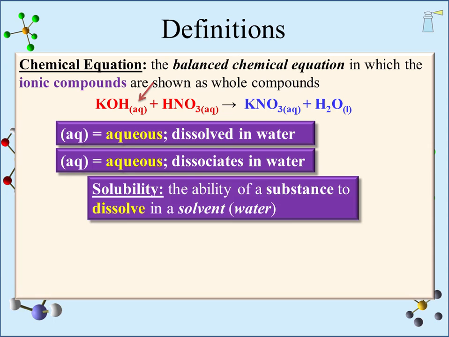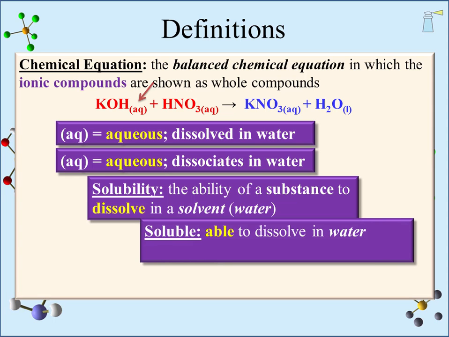It is the ability of a substance to dissolve in a solvent. For net ionic equations, that solvent will be water. So the term soluble means able to dissolve in water, and insoluble means unable to dissolve in water. Solubility is a topic for the solution lecture in the solution series of lectures.